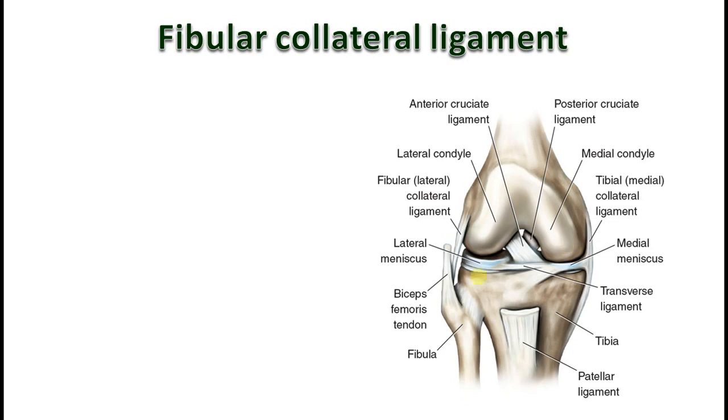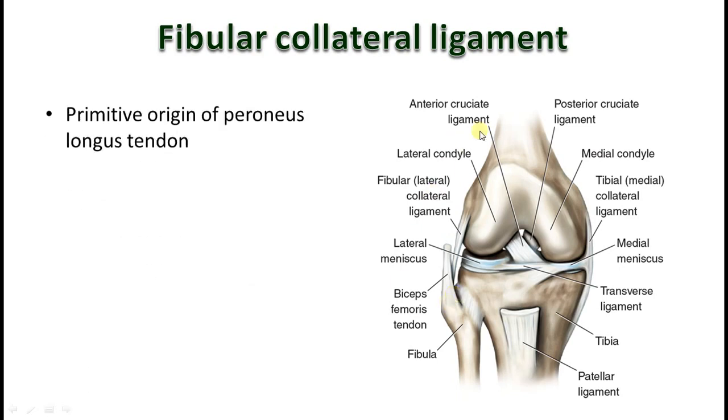The next ligament you are able to see is the fibular collateral ligament. The fibular collateral ligament is attached to the fibula. On the upper part of the fibula, only two ligaments are attached. One is the fibular collateral ligament. It is the primitive attachment of the peroneus longus muscle. Peroneus longus, original attachment is here, but during its course of evolution it has moved to the fibula, lower downwards.